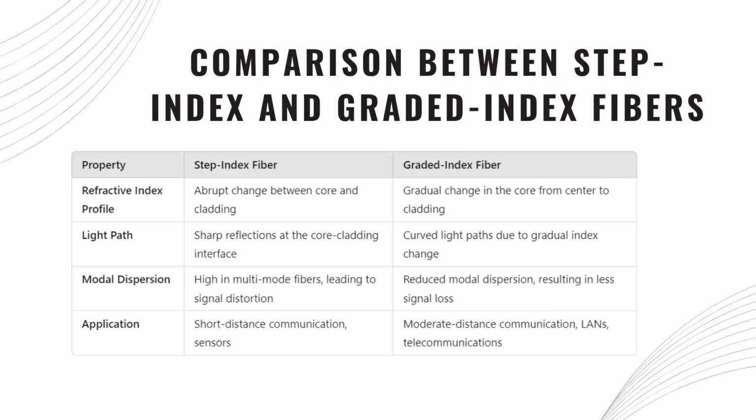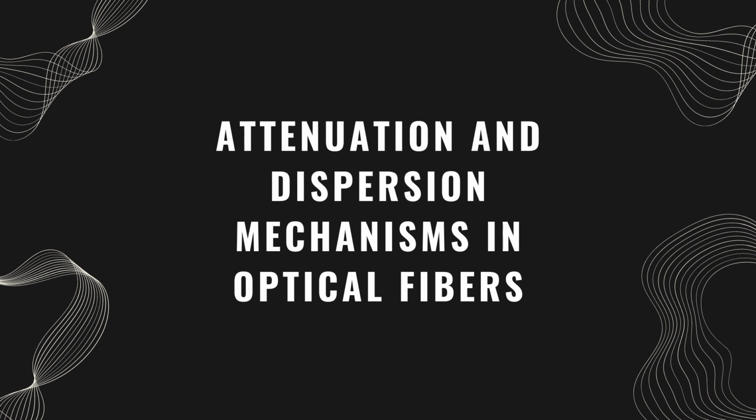You can understand how step index and graded index fibers differ from each other based on their respective refractive index profile, light path, modal dispersion, and their applications. Attenuation and dispersion are two critical factors that affect the performance of optical fibers by limiting the distance and speed at which data can be transmitted.